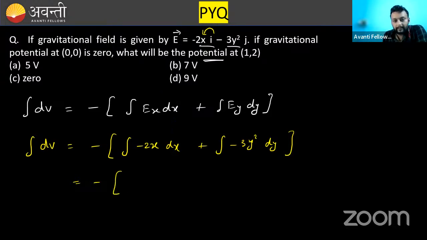Now, what will be the limit? In terms of x, they have given us potential at 0, 0 and we are moving to 1, 2. In the x direction, you can see the initial component is 0 and finally we are moving to 1. So that is 0 to 1. In the y direction, you can see we are moving from 0 to 2. Clear?